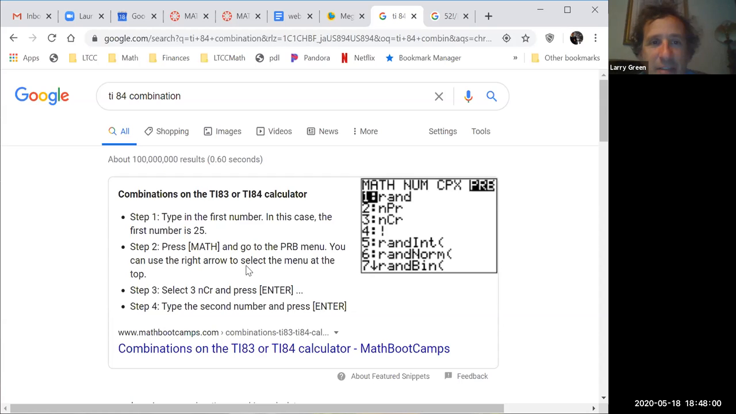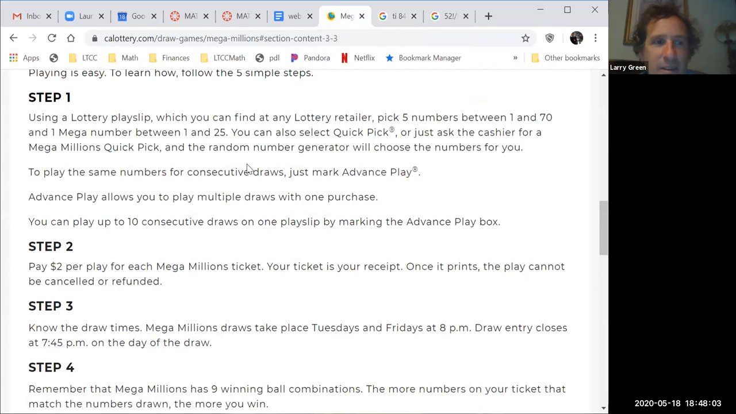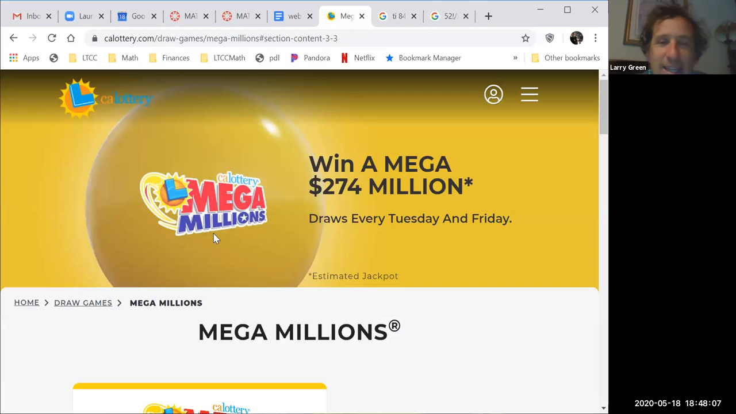Okay, let me show you another application. It's kind of a fun one. And that is Mega Millions. Anyone play Mega Millions? Okay, you've heard of it? It's one of the lottery games. If you play, it costs $2, I think, and you can win $274 million. I think it's over a 30-year time span, but if you have that much money, you should never get greedy.